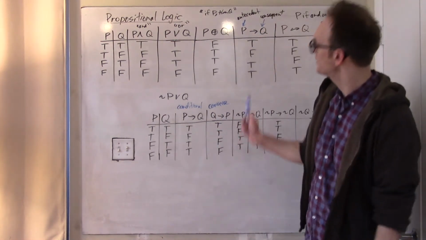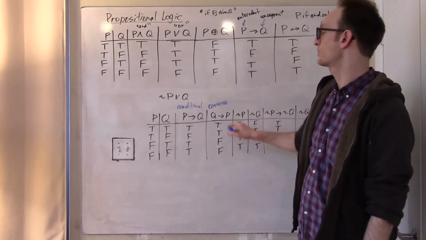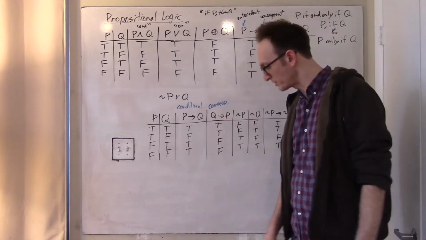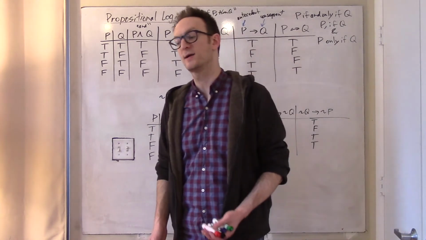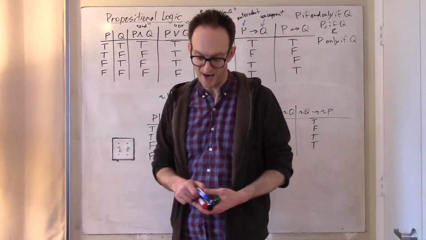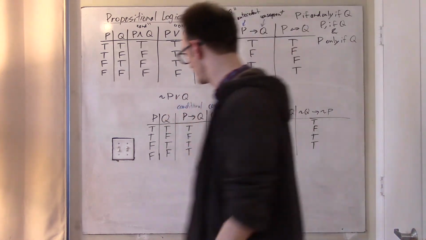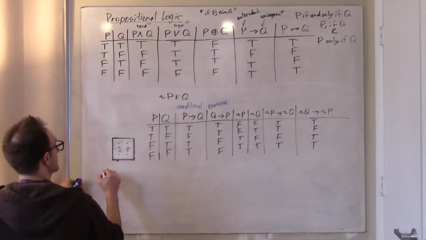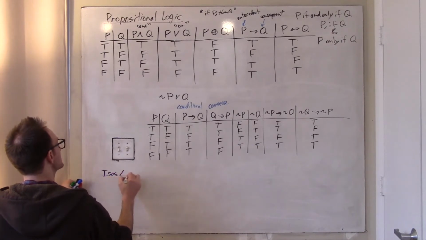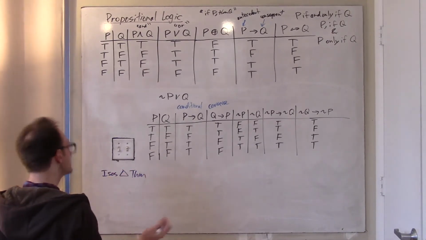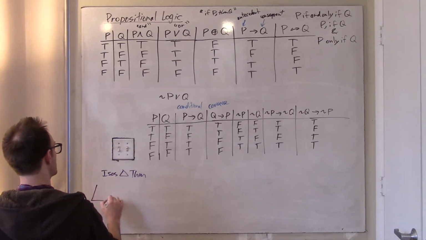So it's just not true that a particular conditional is the same thing as its converse. When you make that mistake, we call that a converse error. And so there's all kinds of times in geometry when you do this. For example, there's something called the isosceles triangle theorem. What is the isosceles triangle theorem? That's what I used to call it.